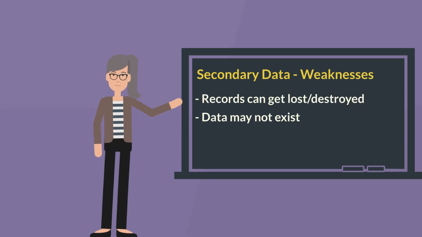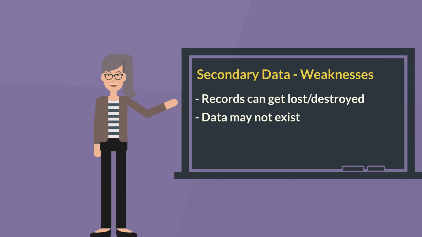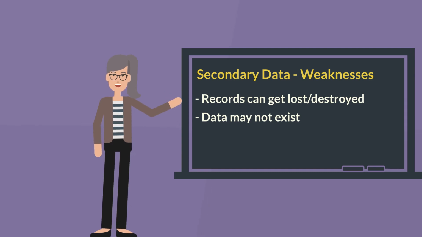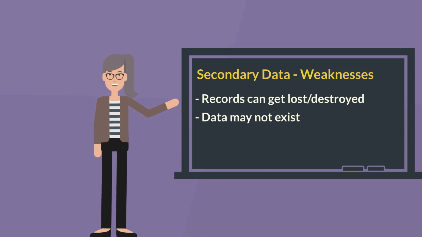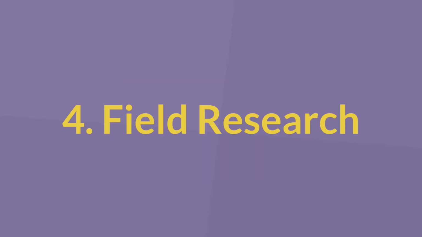However, sometimes records get lost or destroyed. We know more about some ancient civilizations than others because they existed in an environment that better preserved the data. The biggest limitation of secondary data research is that sometimes the data just does not exist. Finally, we have field research as the 4th basic research methodology.